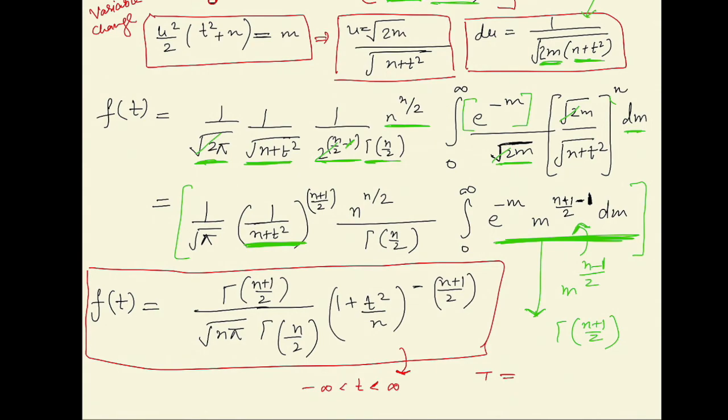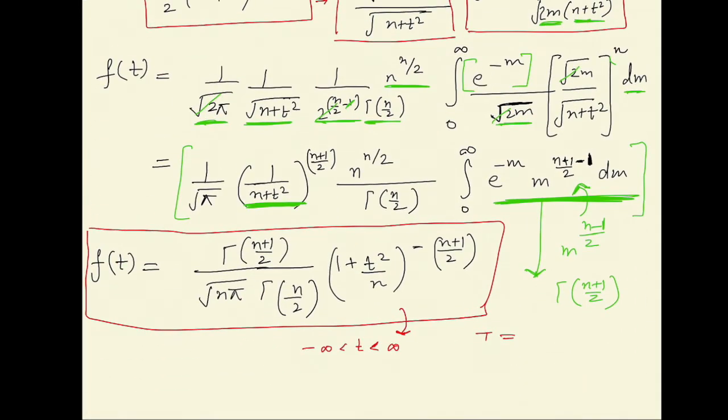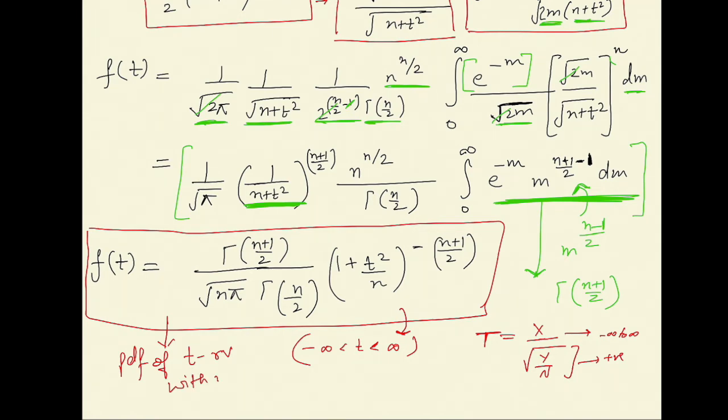Since t is x upon root y by n, where x belongs to minus infinity to infinity and the denominator is positive, hence t takes values from minus infinity to infinity. So this is the probability density function of a t distributed random variable with n degrees of freedom.